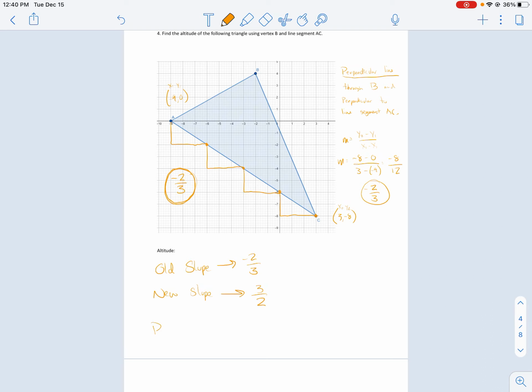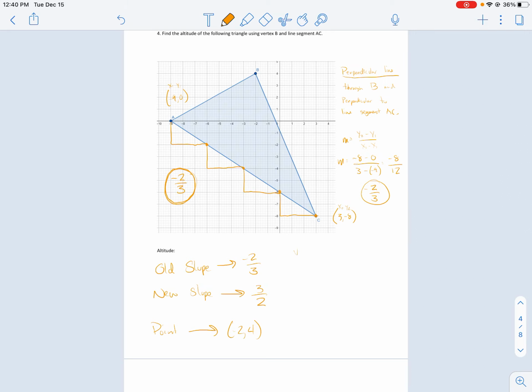And then what point are we going to use? We're going to use the point B, which is negative 2 comma 4. We have to figure out where this equation is intersecting. We're trying to come up with the equation of this altitude. That's what we're trying to do here. Once we have that equation, we can see where the intersection point is, and then we can figure out that altitude.